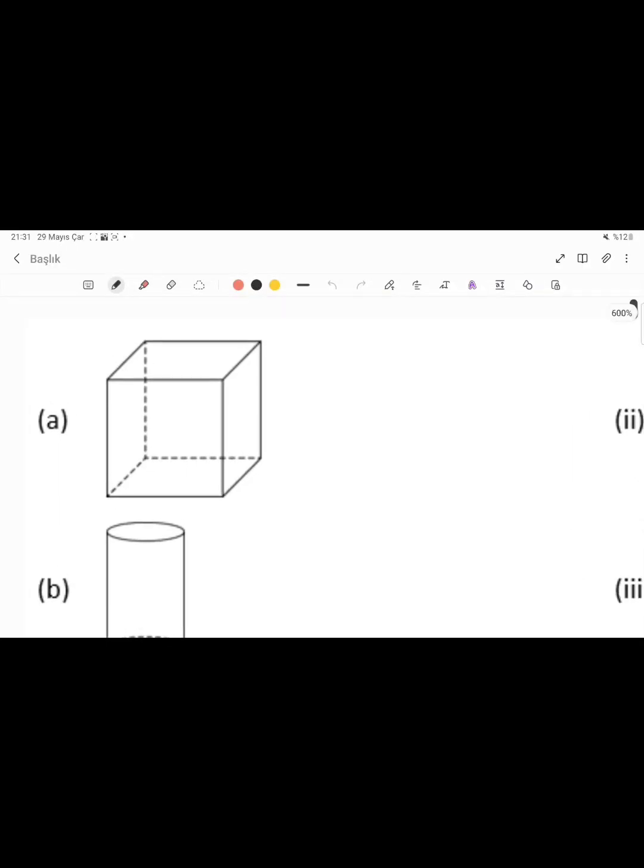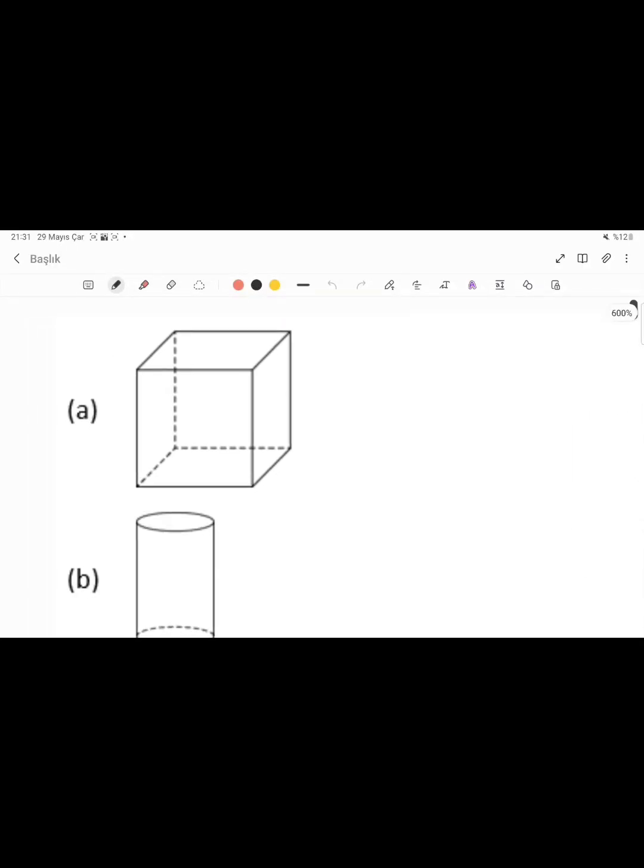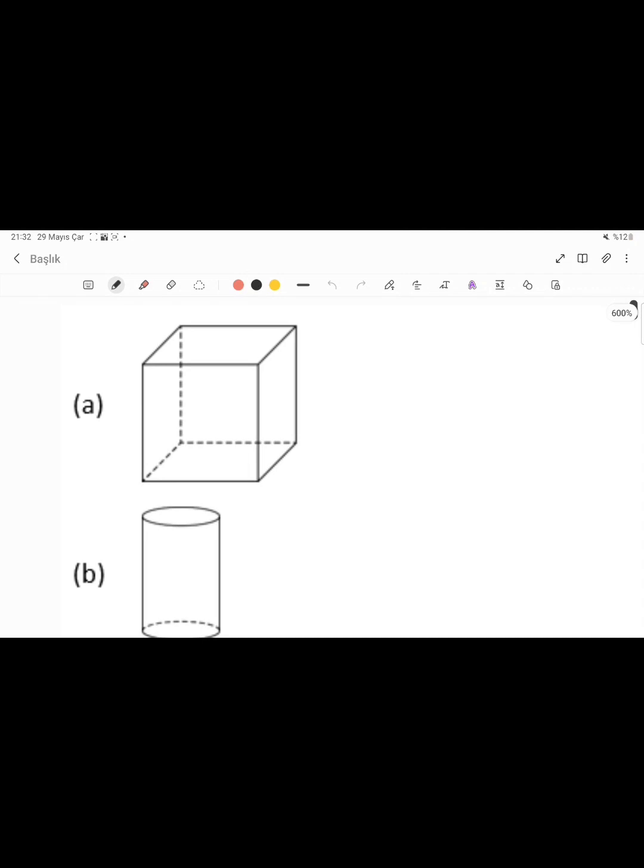Hello everyone. Today we will explain the topic about solid shapes. First of all, I want to start with the cube. The cube has 12 edges, 8 corners, and 6 lateral faces.